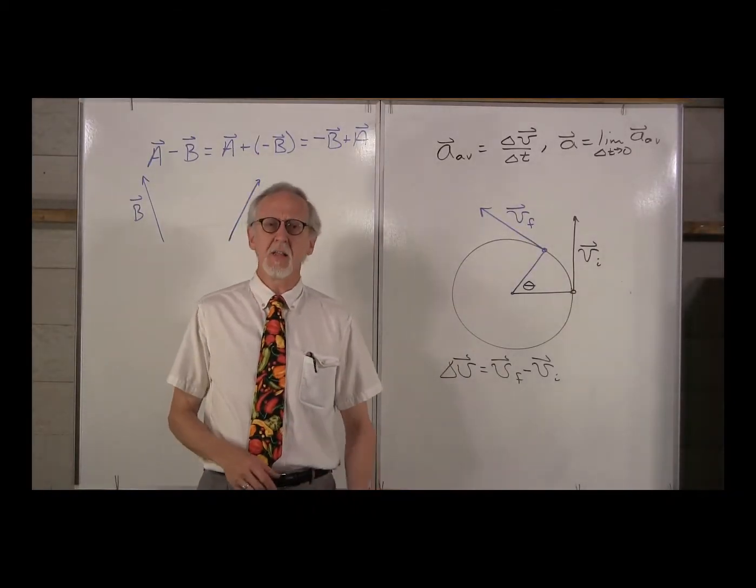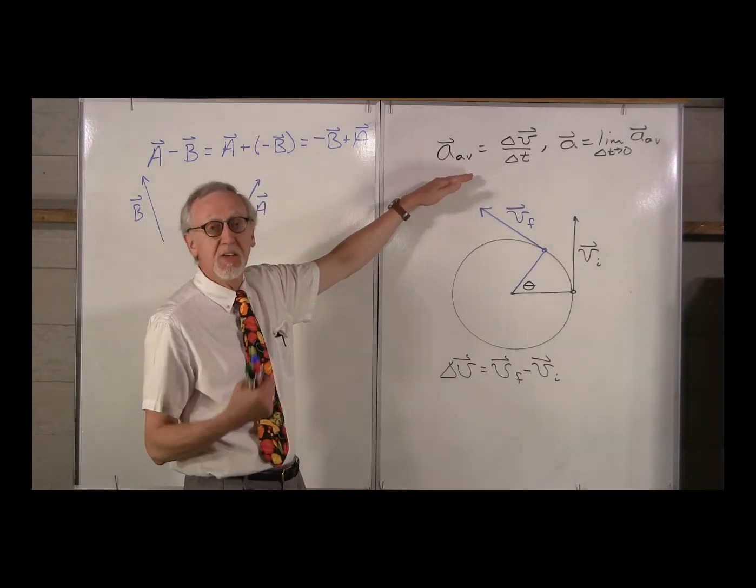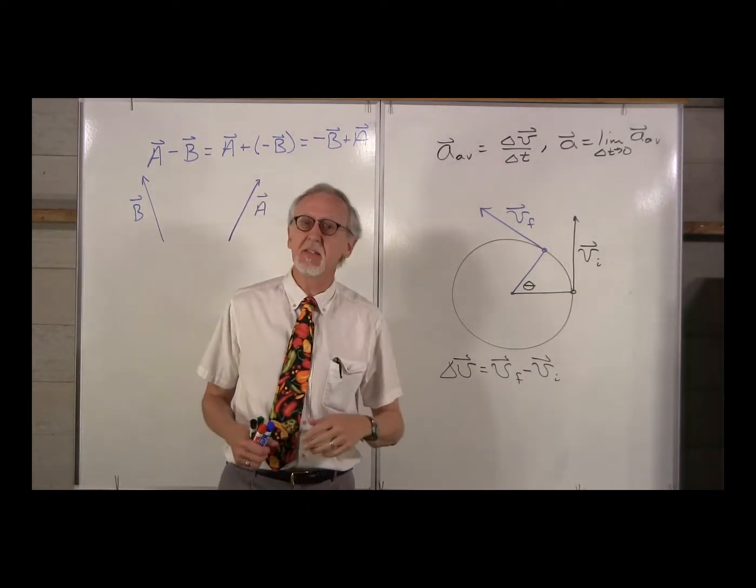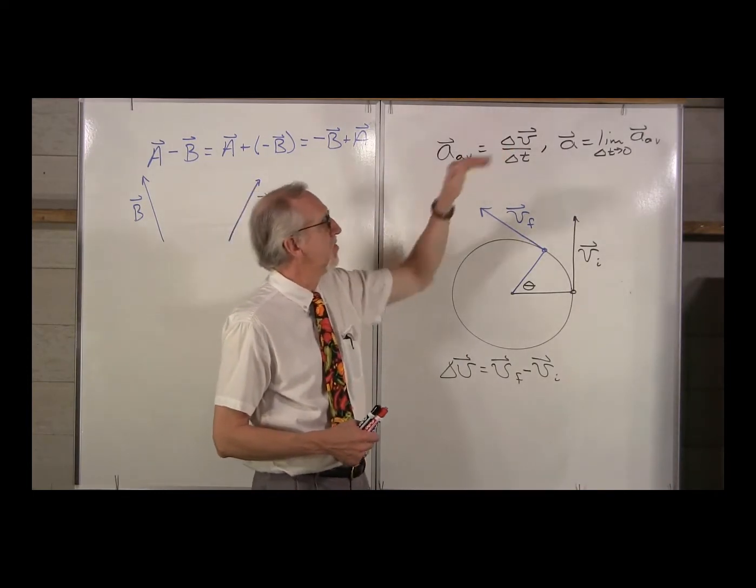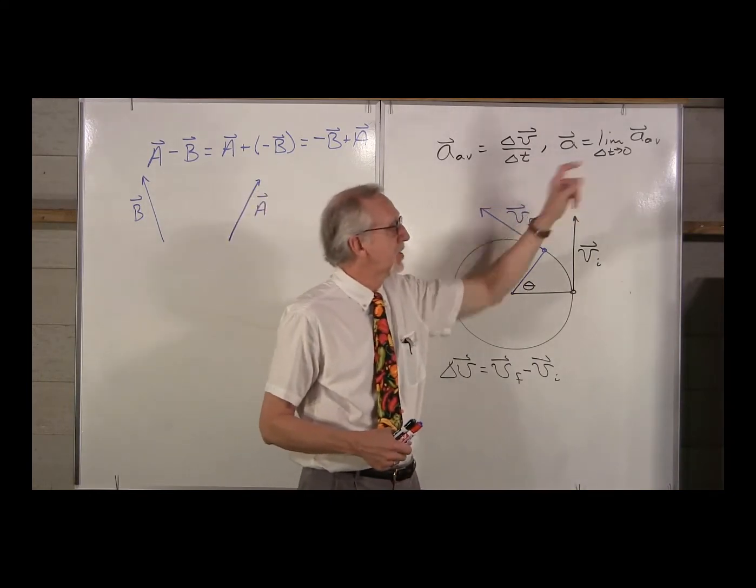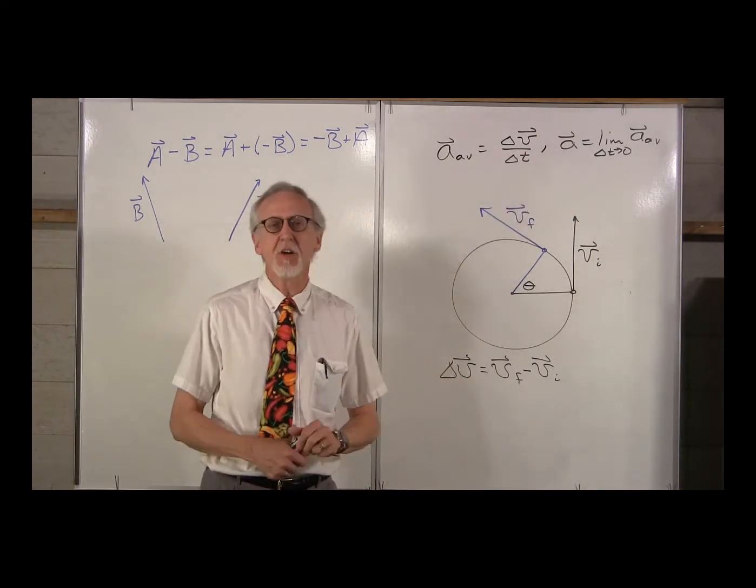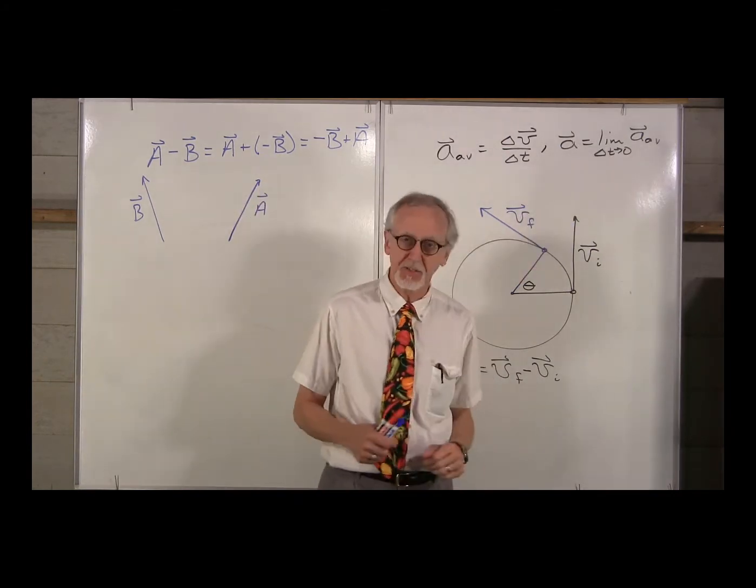What is that acceleration? We know that our average acceleration we defined as delta v over delta t, as a vector equation. The average vector acceleration is delta v vector over delta t. And then the instantaneous acceleration is the limit for a very, very small time interval, delta t, as it goes to 0, of that average acceleration.